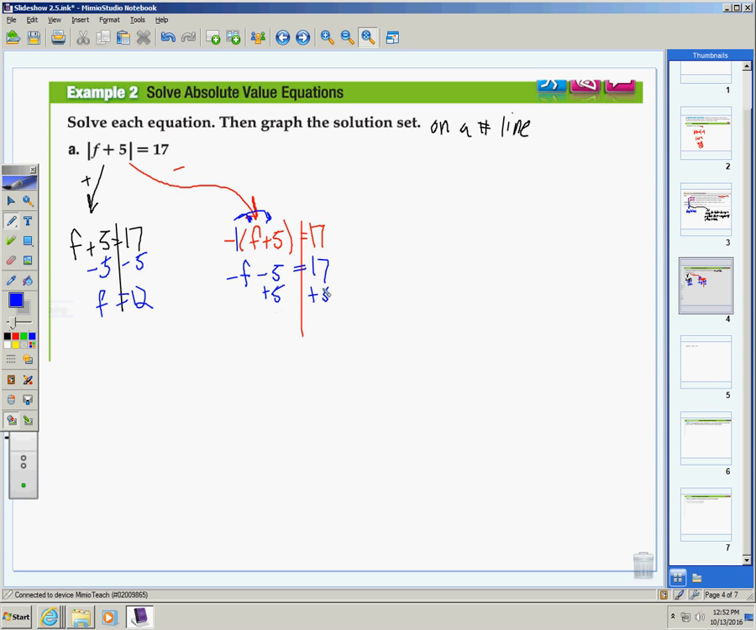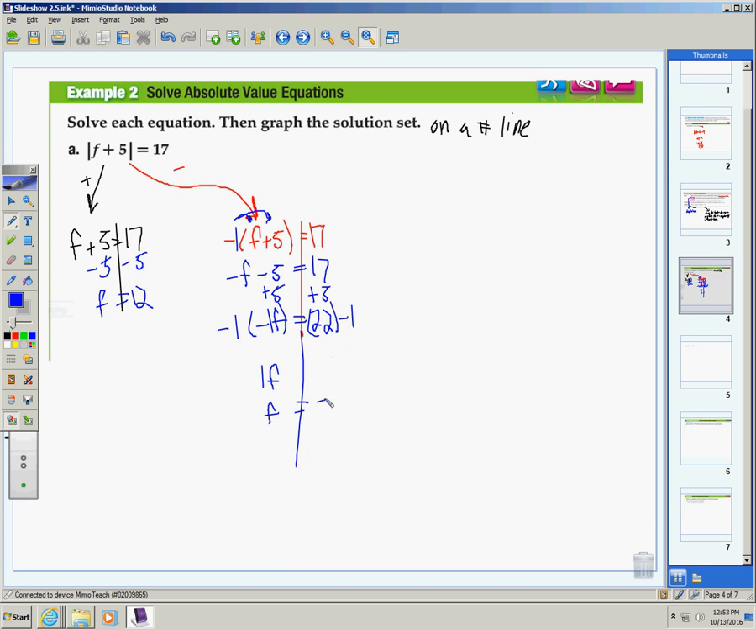Whenever you have a negative in front of your variable, it's like negative 1. You can either multiply or divide each side by negative 1. It doesn't matter. I usually multiply each side by negative 1 because negative 1 times negative 1 would give me positive 1f, which is the same thing as f. And that's going to equal 22 times negative 1, which is negative 22. So here are my two answers.